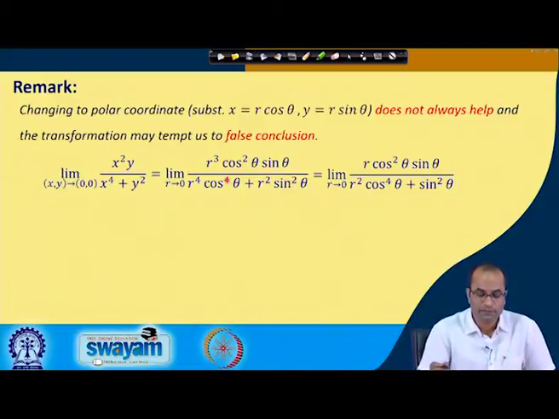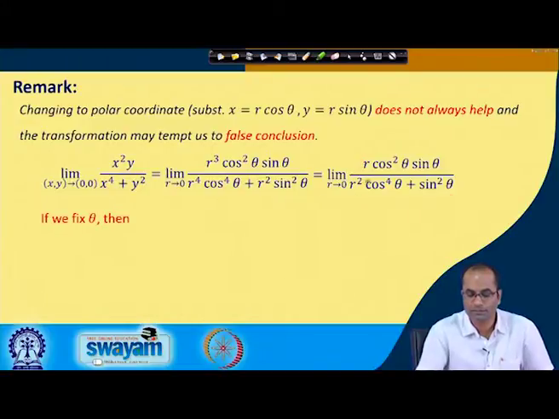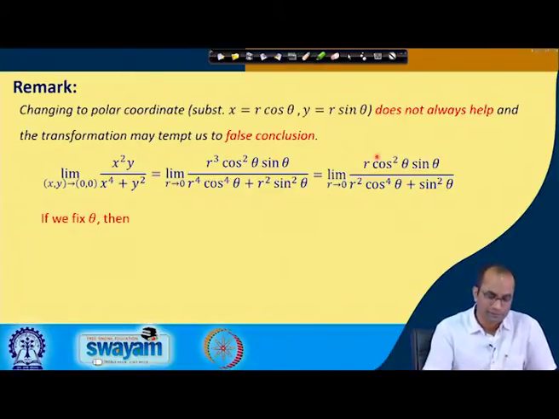So, in this case this r square we can cancel out. So, we will get r cos square theta sin theta, and in the denominator we will get r square cos 4 theta plus sin square theta. And now, if someone just directly tries to put the limit here and thinks that r goes to 0, this term becomes 0, we have something here sin square theta, and then here r cos square theta sin theta. When r goes to 0, this becomes 0, but that is a wrong conclusion.